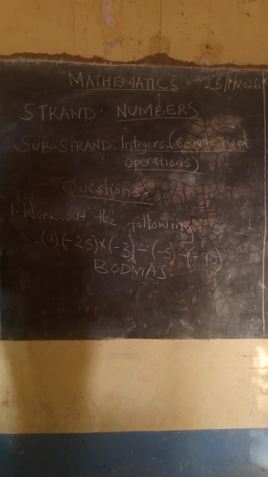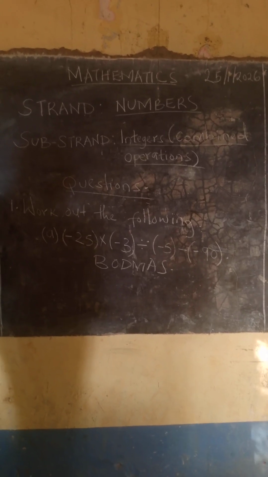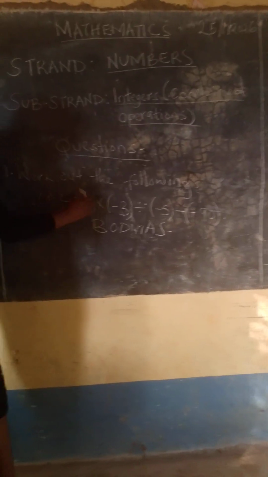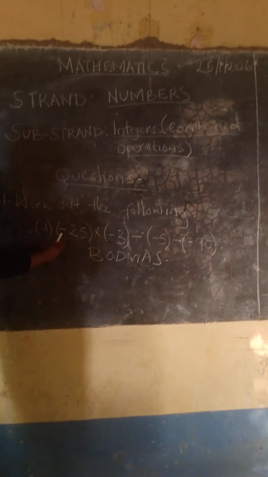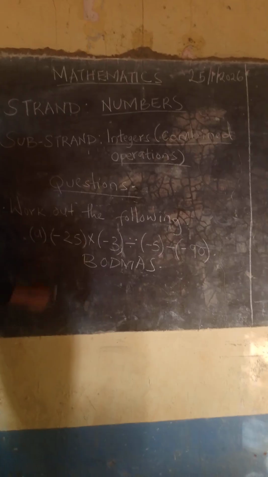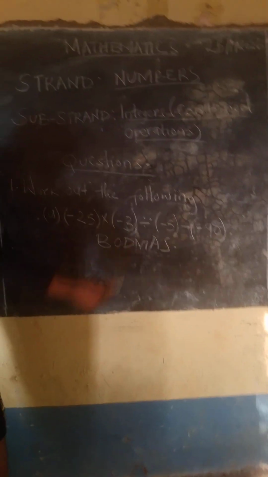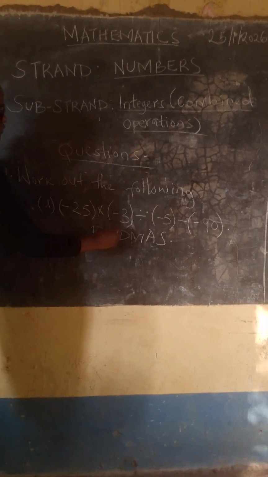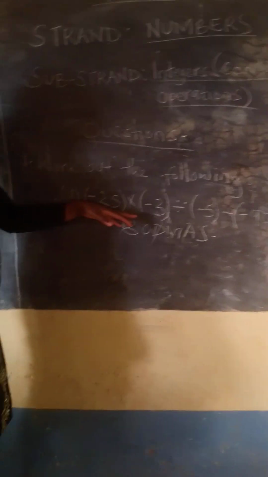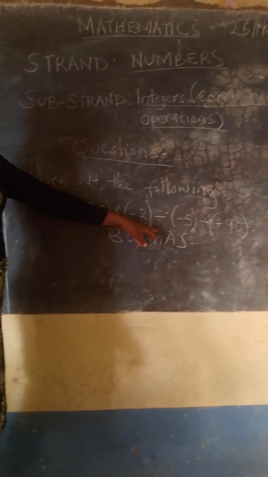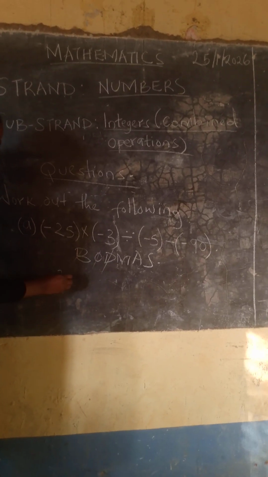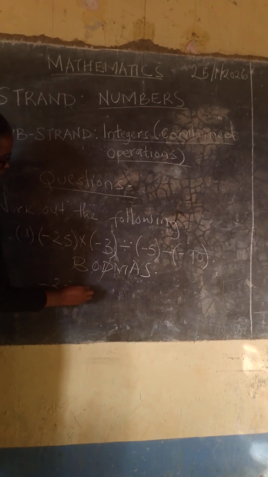Yes, Mwende? Division. So we are going to do division because we don't have brackets. These brackets are just involved here to show that this is negative 25, negative 3, and so on. So we don't have brackets, we don't have off, we go to division. And this division involves negative 3 divided by negative 5.